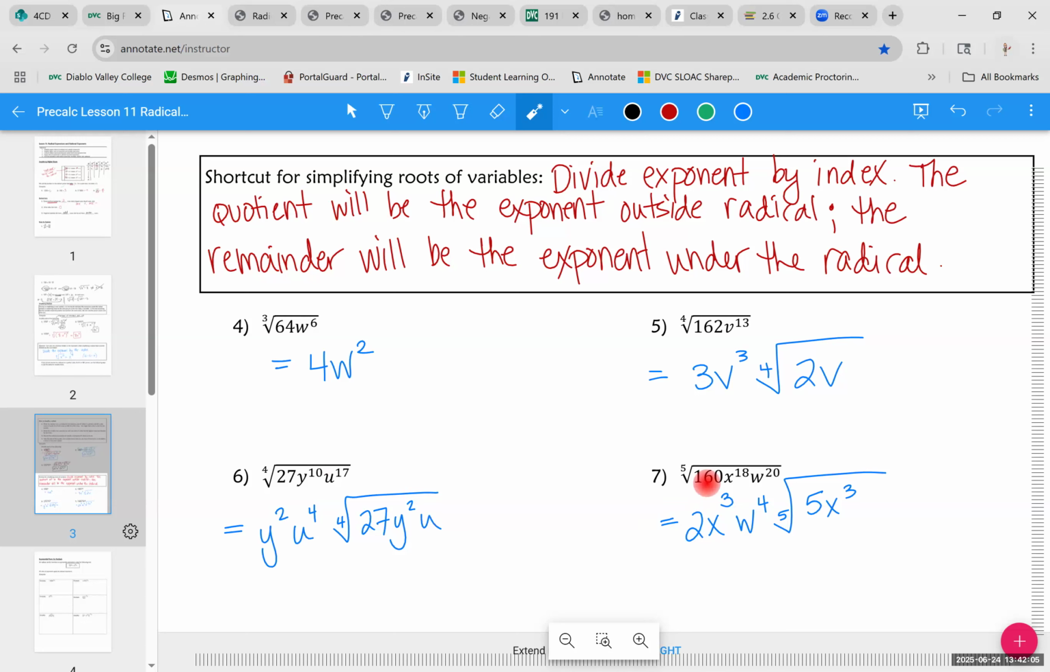Last but not least, 160 was 5 times, I lost my number there. Where did it go? 32. That's what I was looking for. I don't know why that one took me a while, but it did. 32 times 5, so the fifth root of 32 is 2. 5 stays underneath. 18 divided by 5 is 3, remainder 3. 20 divided by 5 is 4 with no remainder, so no W's left underneath.